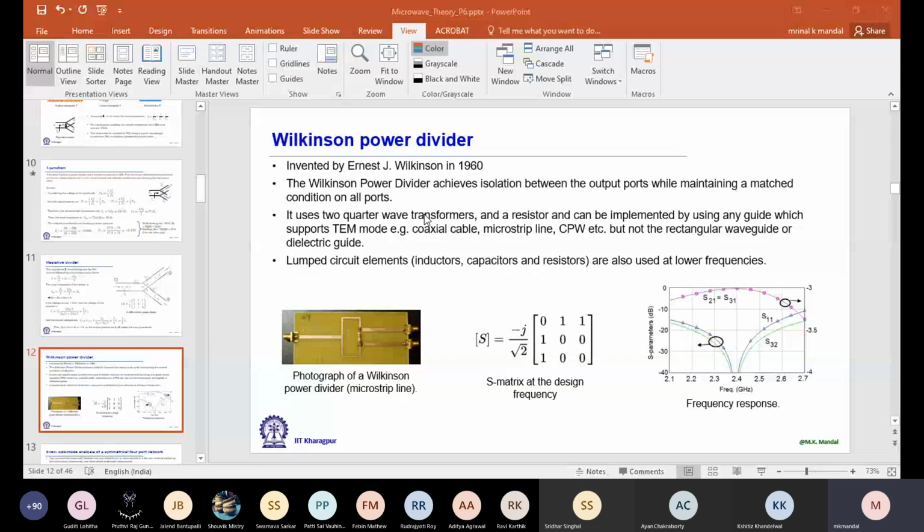Coaxial cables. You see, coaxial cable can support TE mode and TM mode, we discussed. But over the frequency range we choose, it supports only TEM, and we are not interested in multi-mode propagation because of its own disadvantage. So coaxial cable is one of the examples. Then microstrip line, CPW line, coplanar strip line. So most of the planar guiding structures, we can design this Wilkinson power divider using PCB technology.